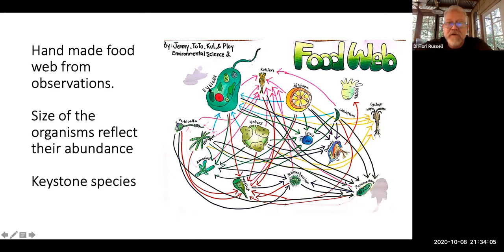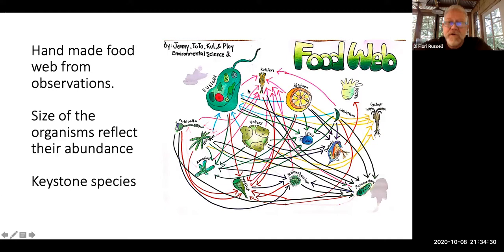They varied the size based upon the abundance. So the euglena obviously was the most abundant organism, and some of the least abundant organisms included things like the clostridium and the paramecium. One thing that's interesting is that when you start to put the little arrows showing who eats whom, two things you recognize right away.